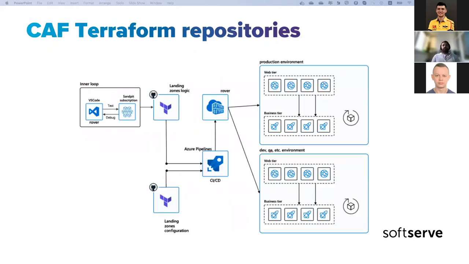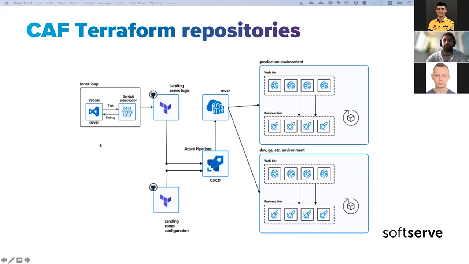What is the organization, let's say, between different repositories or inside teams, and how does all this work in the real world? First of all, we have the inner loop. This is just VS Code with a rover container. We could work with it locally if we have enough permission to deploy into some subscription on Azure. So we are working locally.